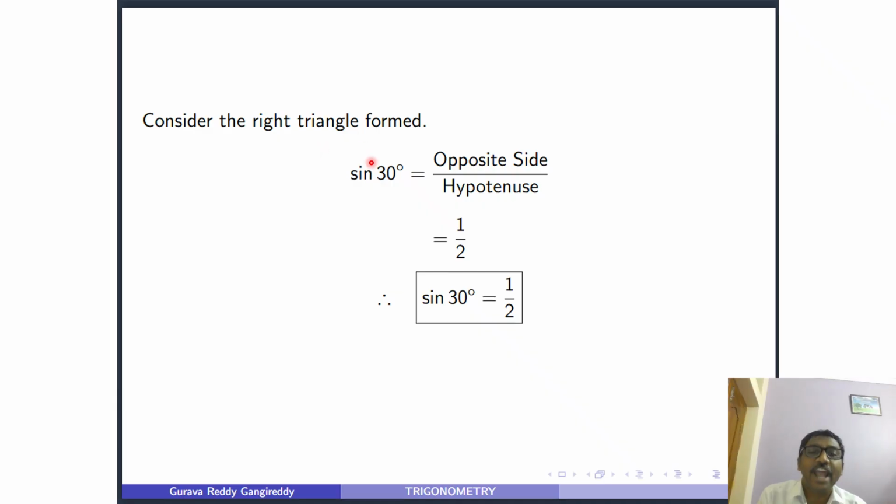Consider the right triangle formed. Sin 30 degrees is equal to opposite side by hypotenuse. Opposite side for 30 degrees in the triangle, you can see opposite side is 1 unit, hypotenuse is 2 units. Therefore, sin 30 degrees is equal to half.